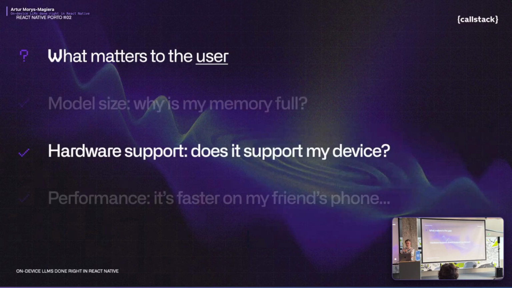The second aspect is hardware support. It may be that the device the user has, especially if it's a low-end device, is just too weak to run inference of that model. For instance, the simplest problem we may experience is that the model doesn't fit into the RAM memory. Because it's just too large, the user has, I don't know, 2 gigabytes or something like this of RAM, and the model won't fit.